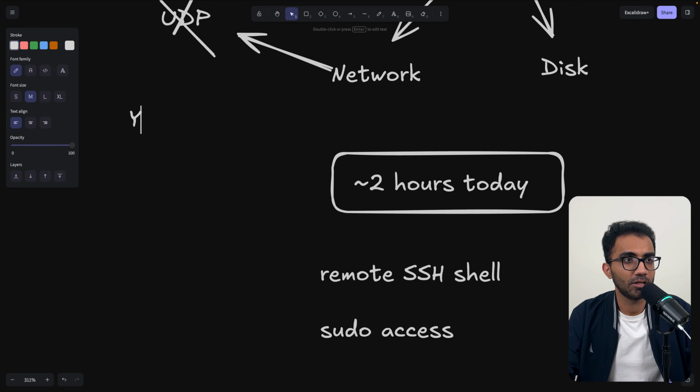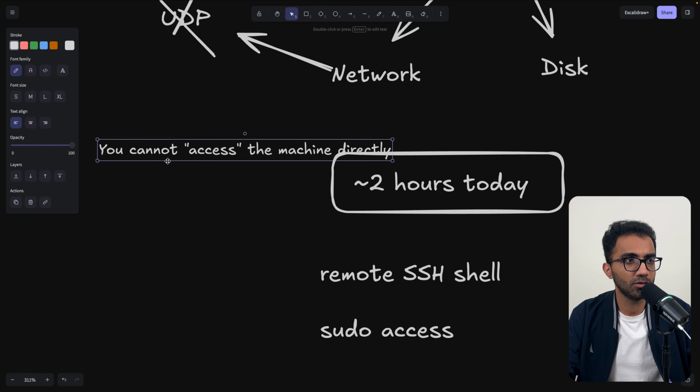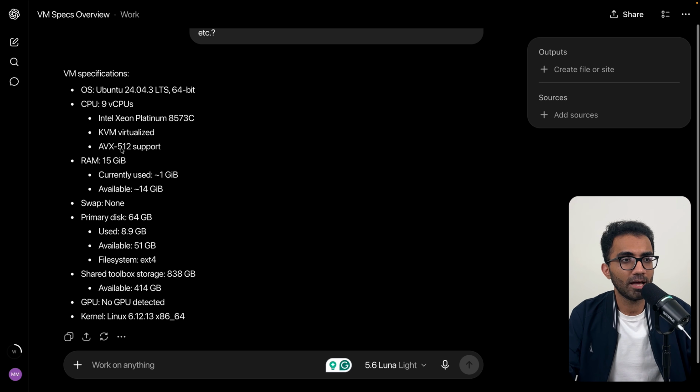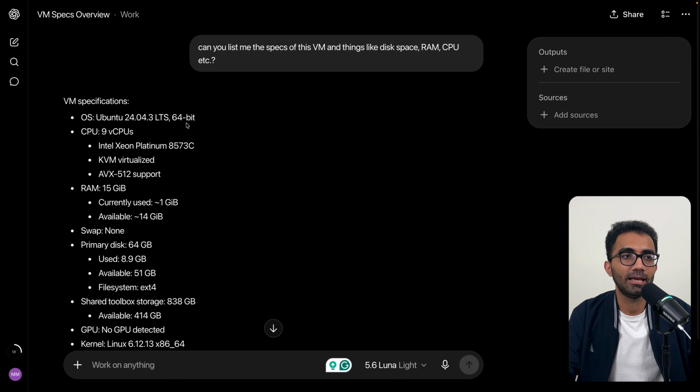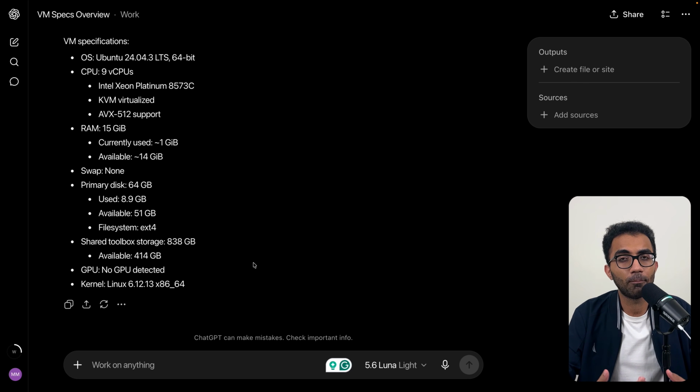Second is that you cannot access the machine directly, and this has been my biggest blocker. Even though they give you this machine, you cannot access any of it, because the AI accesses it on your behalf. And one thing which I found very hard to do was to convince ChatGPT to upload a reverse shell or give you that ability.